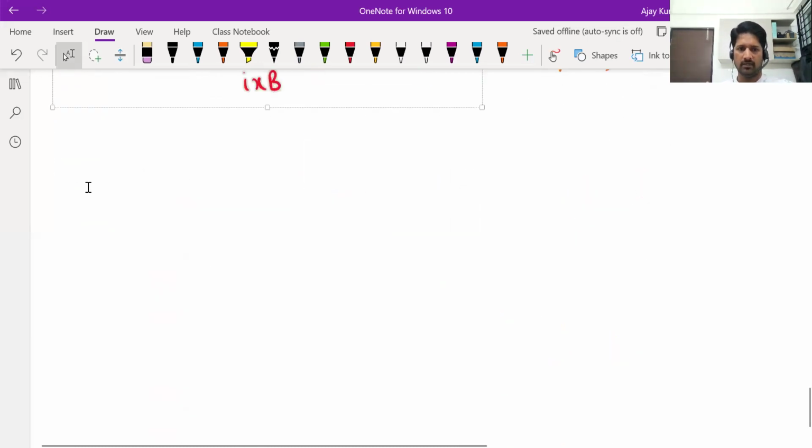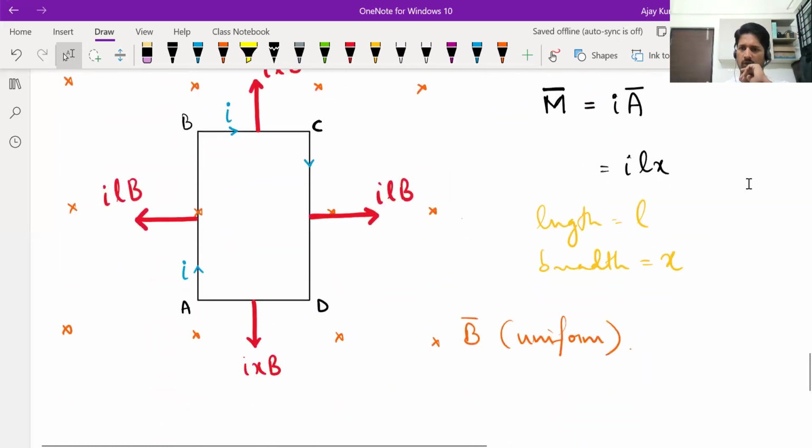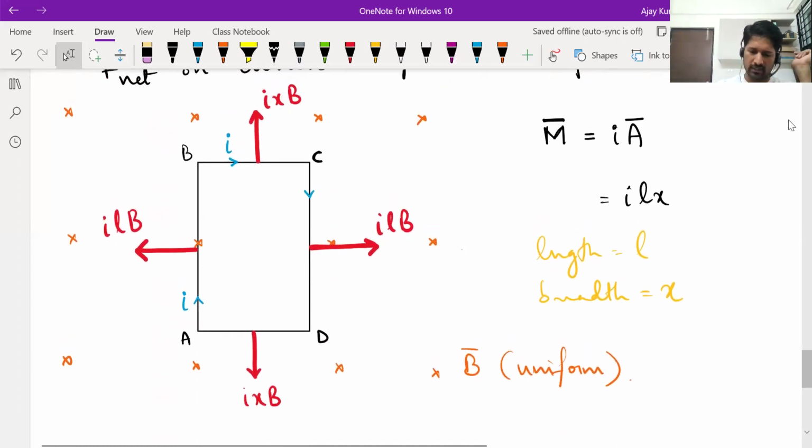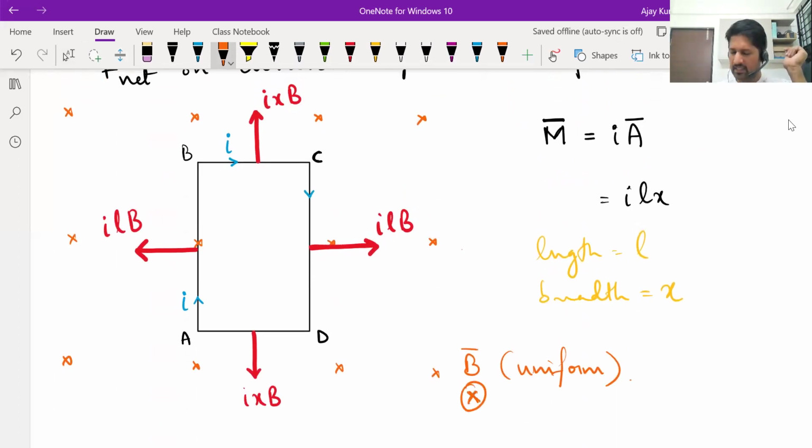But let us rotate the loop a little bit. Or, okay, wait, we'll do one comparison with the electric dipole. In this case, the magnetic field is into the screen. You are all aware of that. B is inwards. In which direction is the magnetic moment of the loop at this moment? I mean, in this position. What is the direction of the magnetic moment? Into the screen. Okay, so in this position, the magnetic moment is also into the screen. Right.